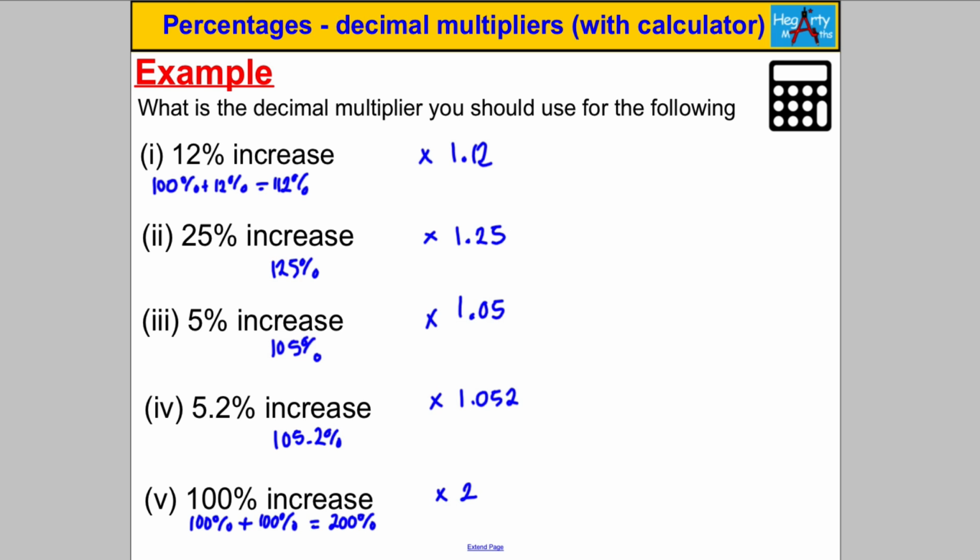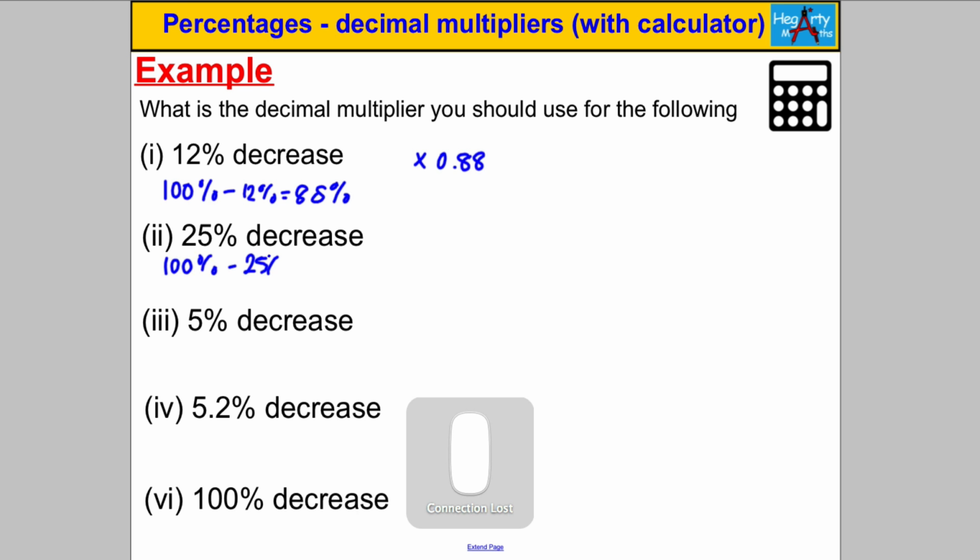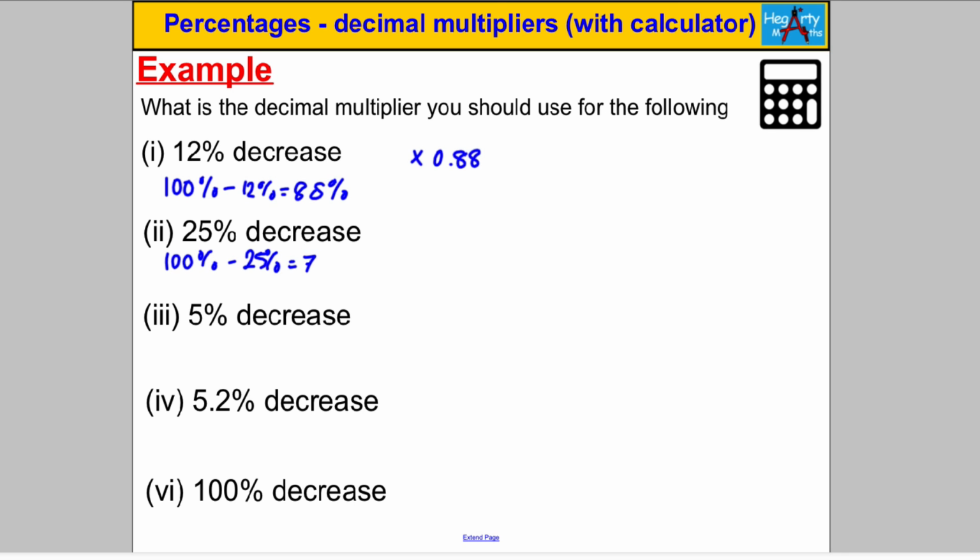Let's try another set, this time with decreases. Pause the video and have a go at identifying what decimal multiplier you should use. Okay, a 12% decrease. You start with 100%, you subtract 12%, you are left with 88%, and as a decimal, you would multiply by 0.88. 25% decrease. You have 100%, you subtract 25%, you are left with 75%.